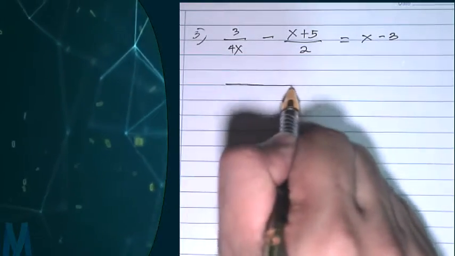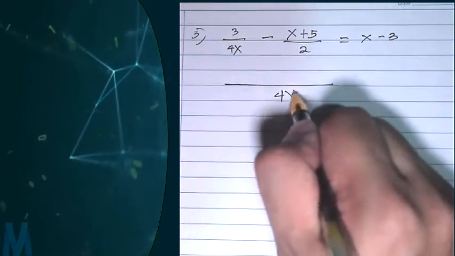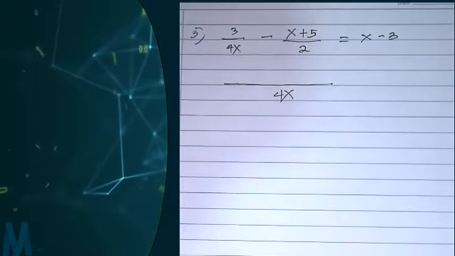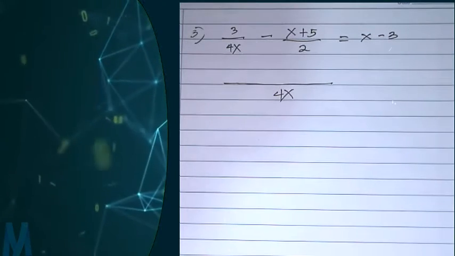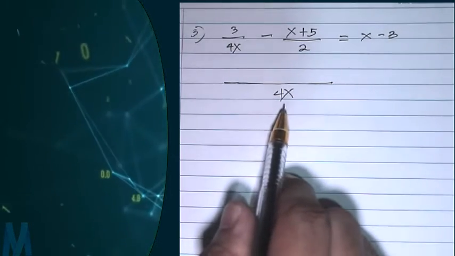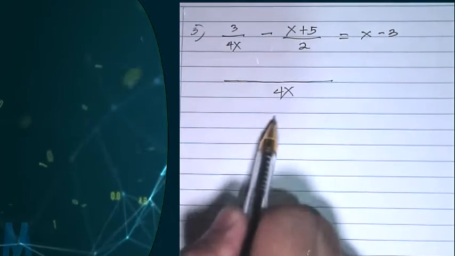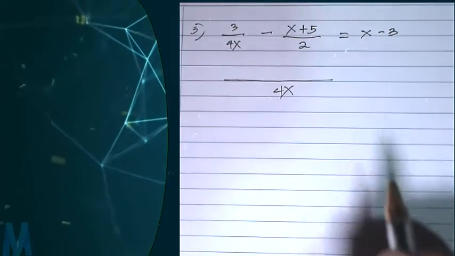So this is over 4x. Then whether you multiply, add, or subtract some fractions, if you get the LCM, you are going to divide it by the first denominator, then the answer we multiply to the numerator. So 4x divided by 4x is 1 times 3 is 3. Okay?